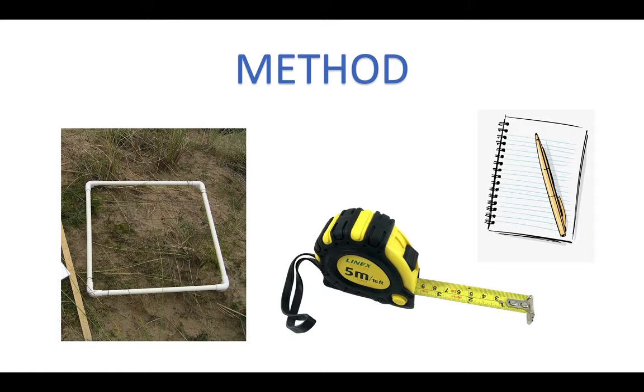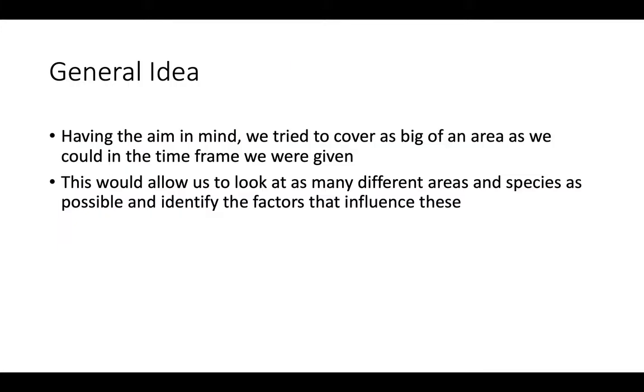Right, so the method. Quickly going through the equipment, we had a 1 by 1 meter quadrat, a 5 meter tape measure, and then just the notebook and pen to write stuff. Our general idea, with the aim in mind, was that we just tried to cover as large of an area as possible, obviously considering the time frame we were given. This would allow us to look at a large contrast of areas, and hopefully get a large contrast of species, since we're looking at a larger area.